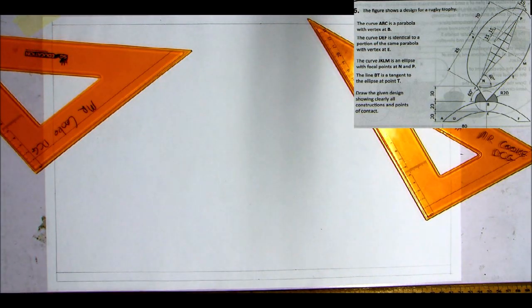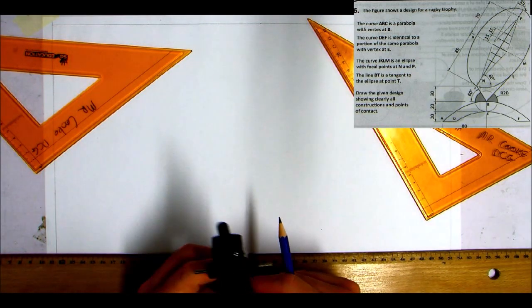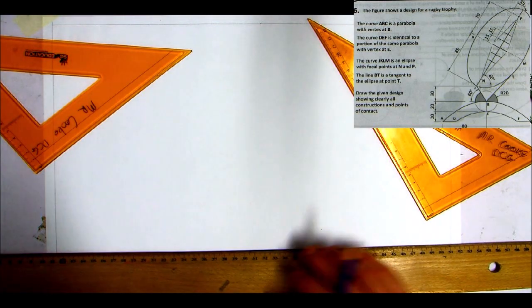This is the Technical Graphics question of 2019, question 6. It is the ellipse and parabola question, and we'll get started on it now. So I'm going to start with the baseline.